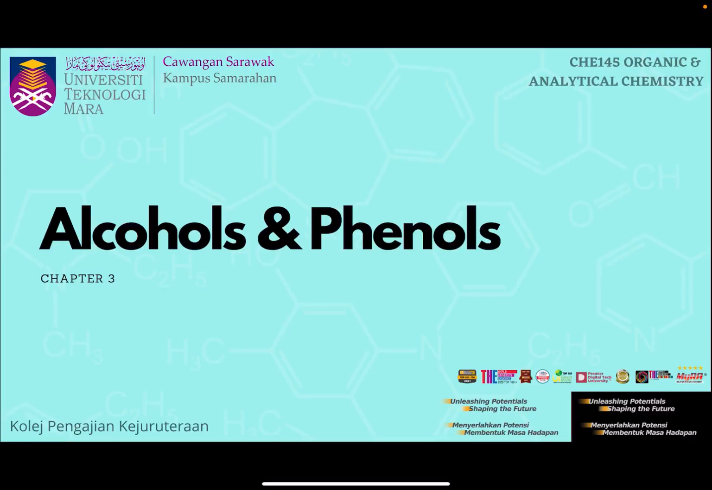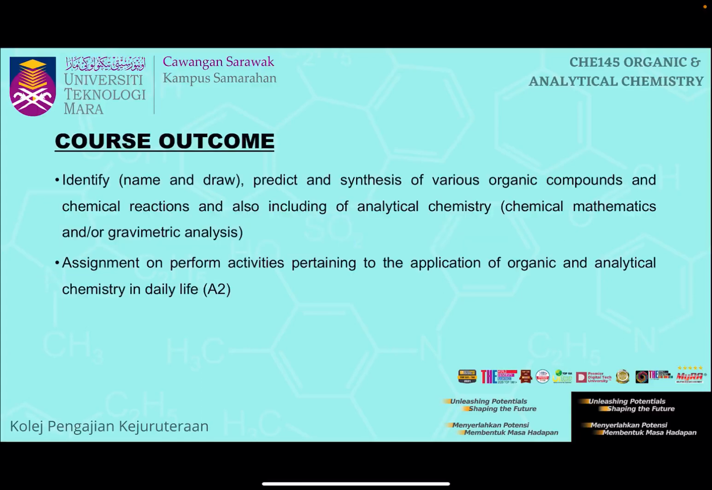Okay, in this new video, we will be entering into a new chapter which is on alcohols and phenols. So, what are the course outcomes for this chapter? Again, it is similar to what we have seen in chapter 1 and chapter 2. So, it's to identify, which is to name or to draw, predict and synthesize various organic compounds and chemical reactions, and also including analytical chemistry, chemical mathematics, or gravimetric analysis, and perform activities pertaining to the application of organic and analytical chemistry in daily life.